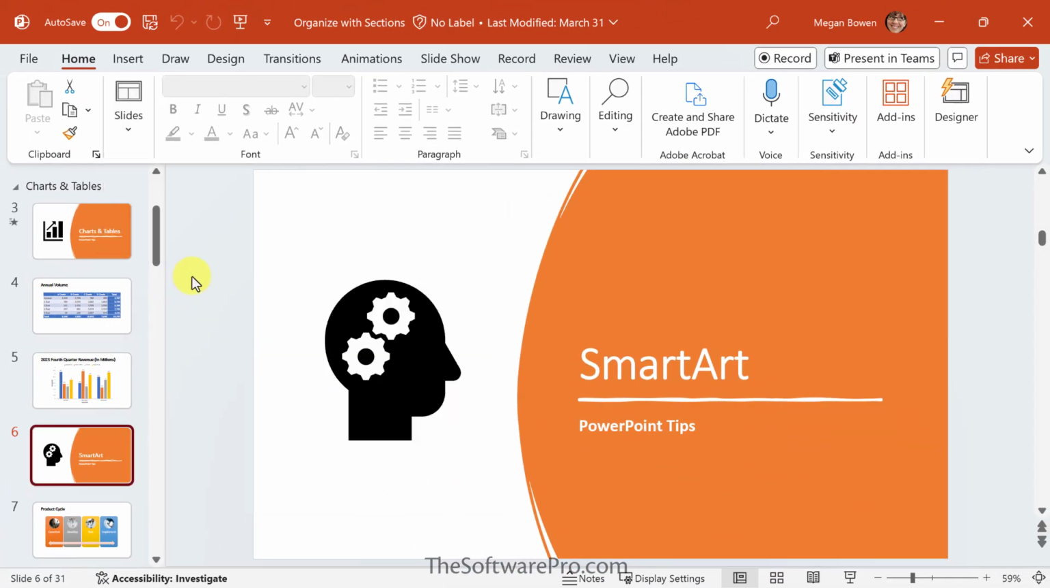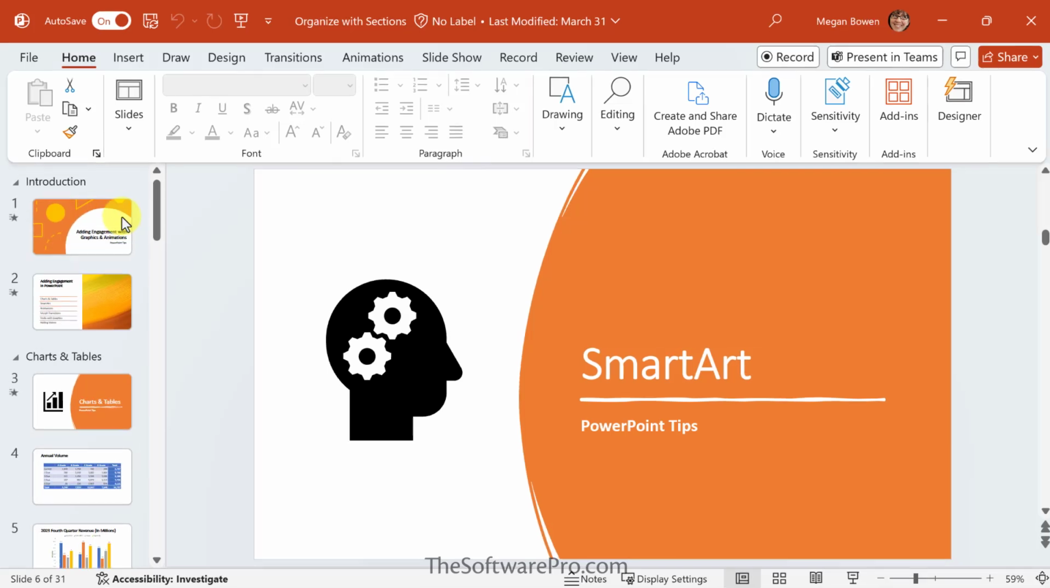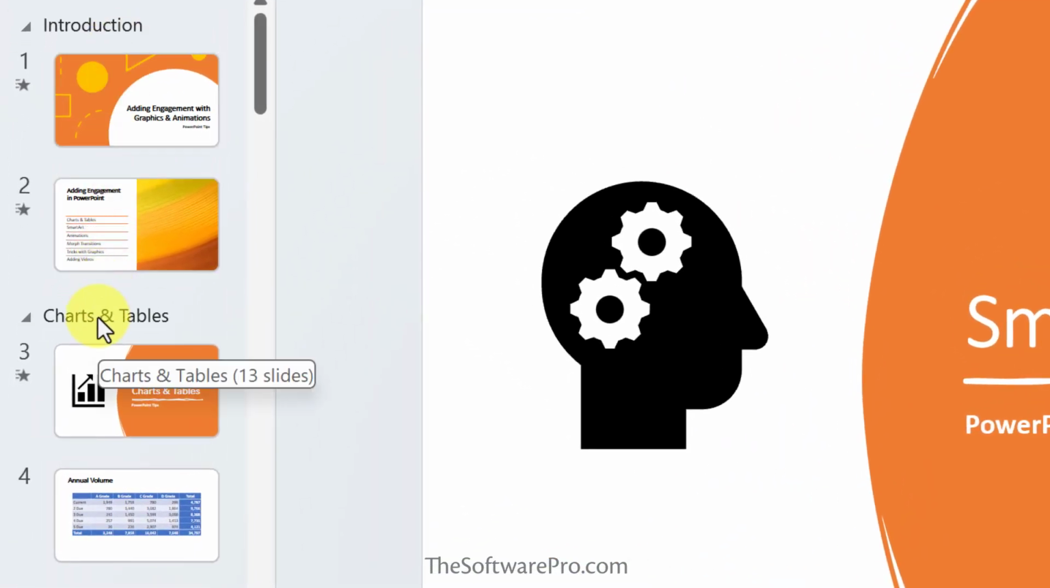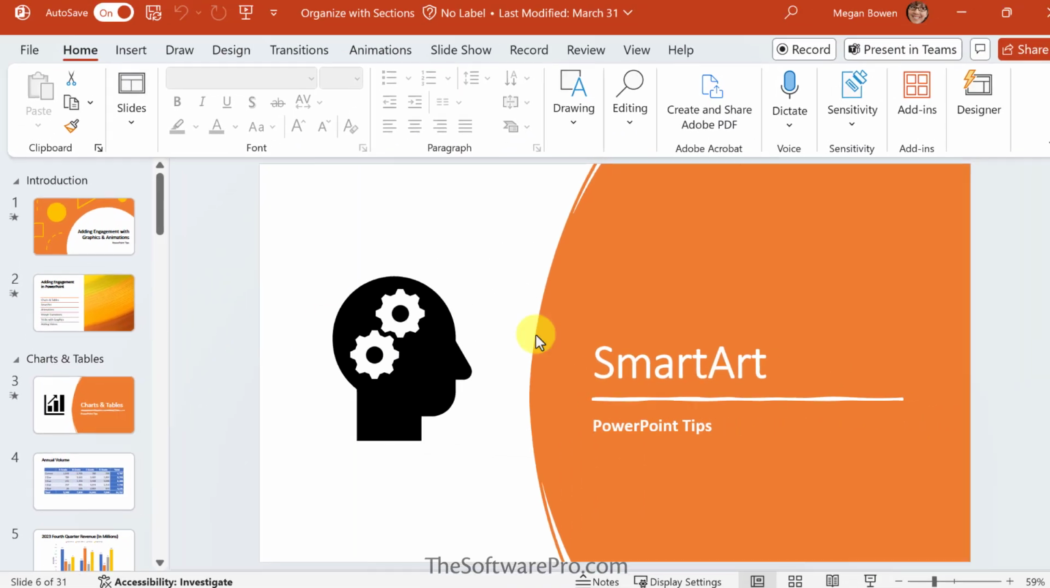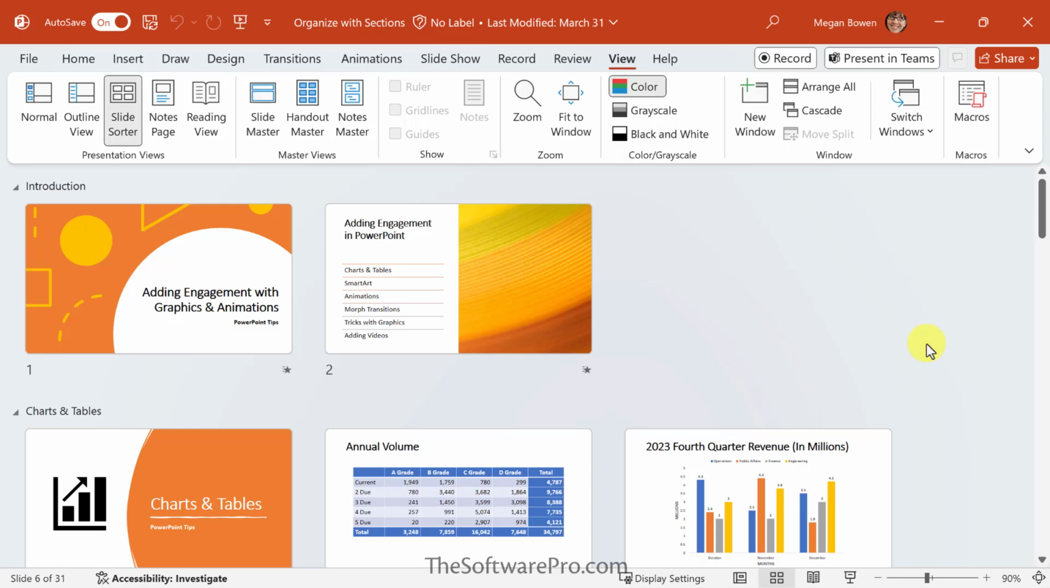But section slides are not required to add sections to a presentation. In this presentation, we not only have section slides, but also PowerPoint sections. For instance, here is Introduction, Charts and Tables, and we'll add others. So this is a way then to group related slides. You can add sections from the normal view or the slide sorter view. So let's try this first from the slide sorter view.